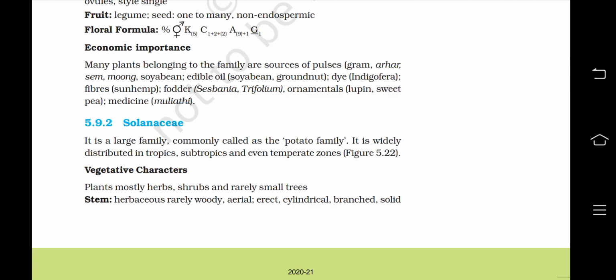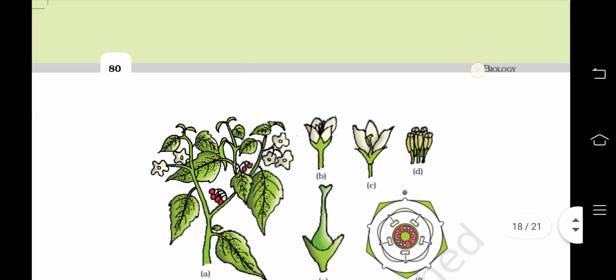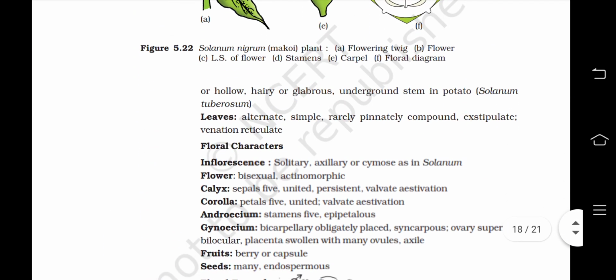Stem herbaceous, rarely woody, aerial, erect, cylindrical, branched, solid or hollow, hairy or glabrous; underground stem in potato, Solanum tuberosum. Leaves are alternate, simple, rarely pinnately compound, exstipulate, venation reticulate.